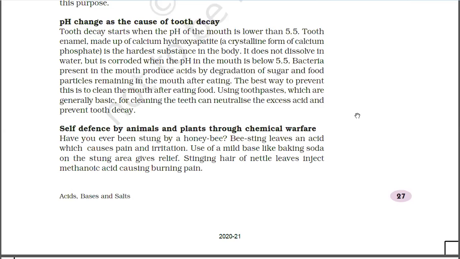Bacteria present in the mouth produce acids by degradation of sugar and food particles remaining in the mouth after eating. The best way to prevent this is to clean the mouth after eating food. Using toothpaste, which is generally basic, for cleaning the teeth can neutralize the excess acid and prevent tooth decay.